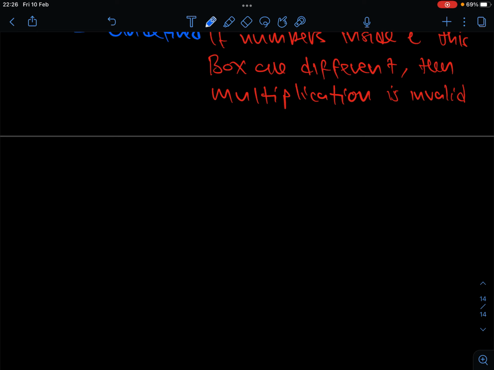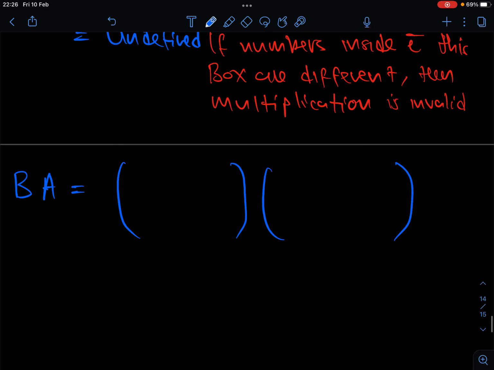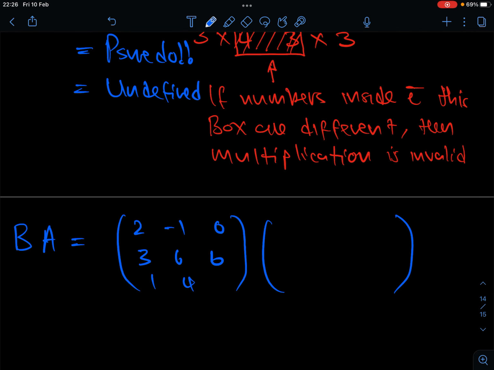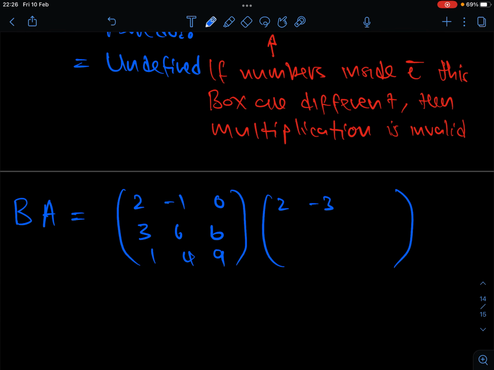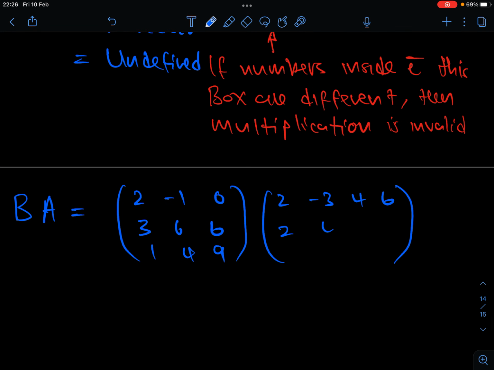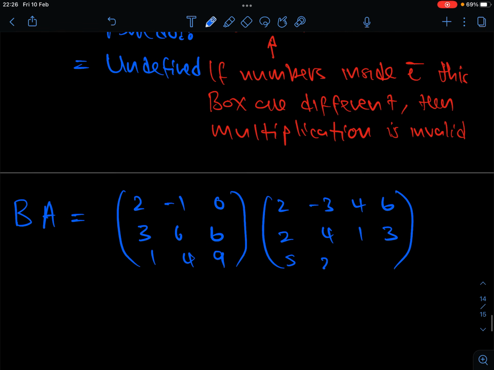So BA, now let's try BA. Same thing, I write the matrices next to each other. So let me copy them. So I have 2, -1, 0, 3, 6, 6. Then I have 1, 4, 9. Then on the other side, I have 2, -3, 4, 6. Then I have 2, 4, 1, 3. Then I have 5, 2, 1, 4.